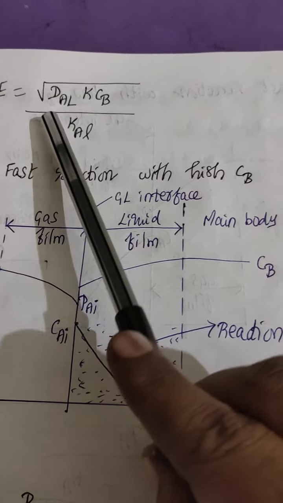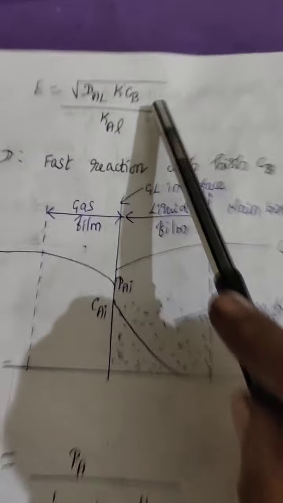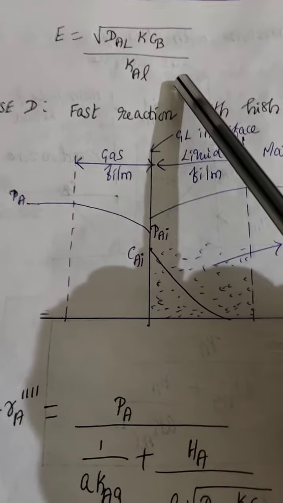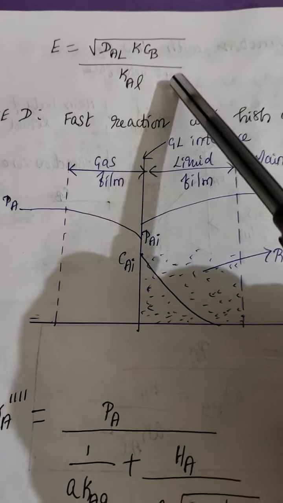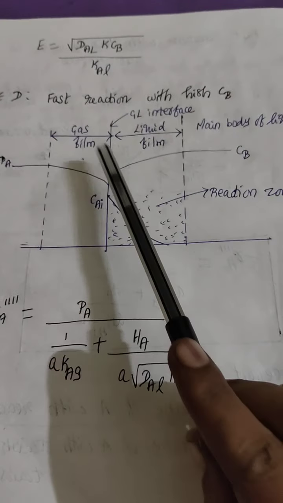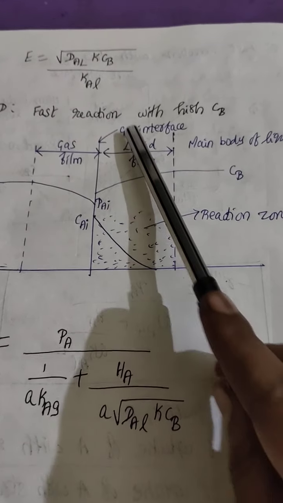And this enhancement factor can be defined in terms of diffusivity. This is going to be the equation: root of DAL Kcb divided by KAL. Next case we are going to see is fast reaction with high Cb.